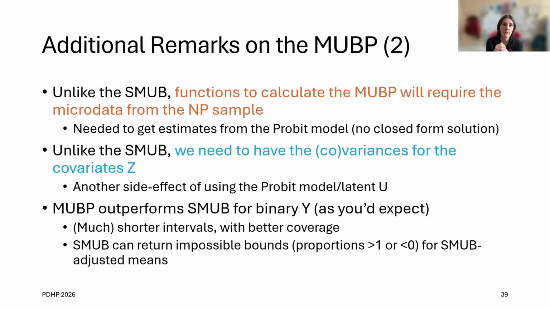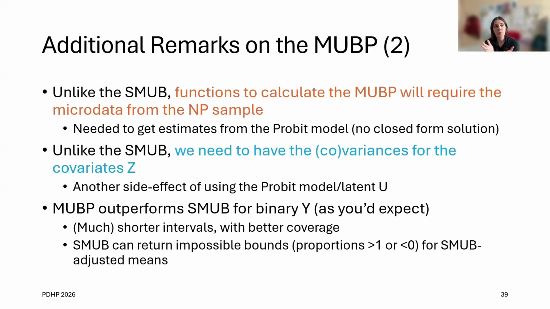So the input into the function has to include your selected sample's y's and the z data. So it's a different input. For the population, it's still the summary statistics for the population. Another difference is that you have to have covariances. Because of this probit model and the latent U, we need covariances. So we may have to take shortcuts about the population if we need to assume it has the same covariance as the observed data, if we don't have that information from the population source.